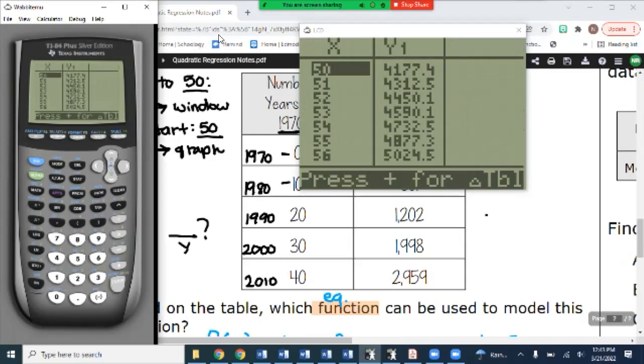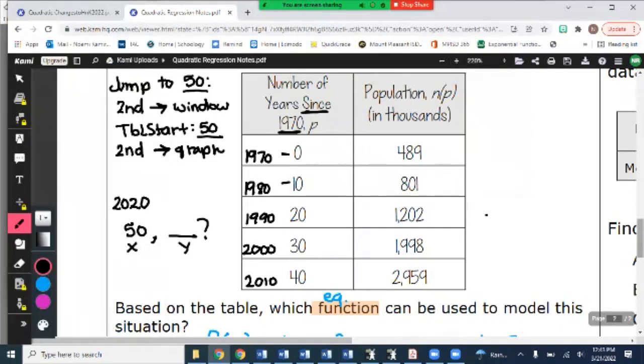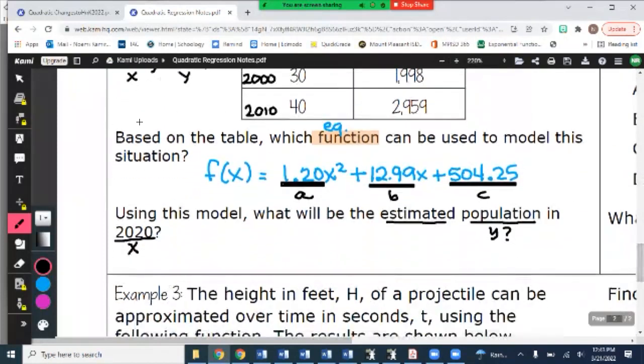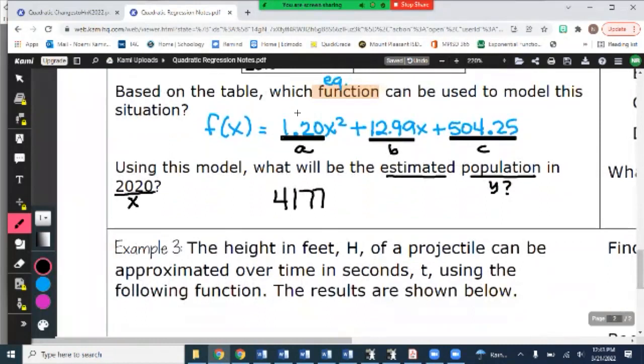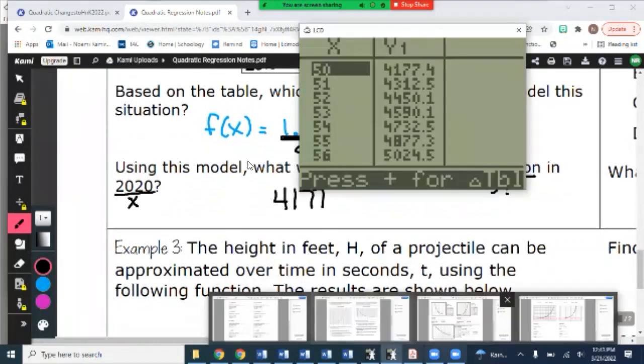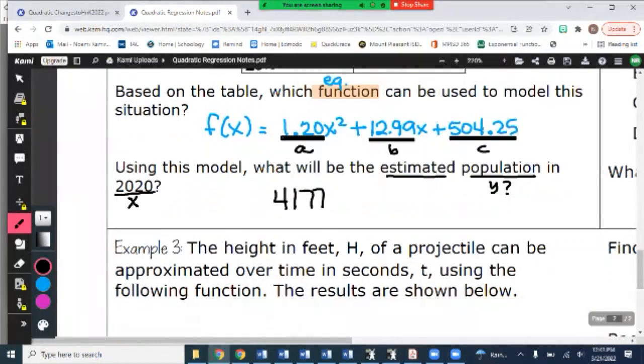So what is the Y value? 4,177. Am I going to use that 0.4? Yes or no? Why or why not? No. Why not? Nope, that's not why. Maybe somebody else will help you. Why would we not use the 0.4?